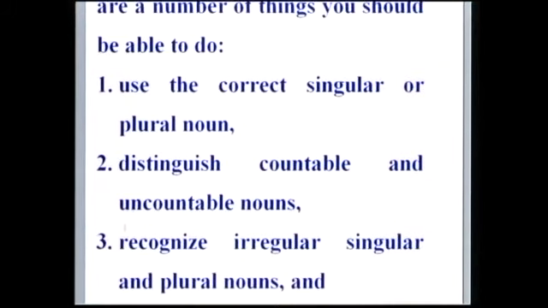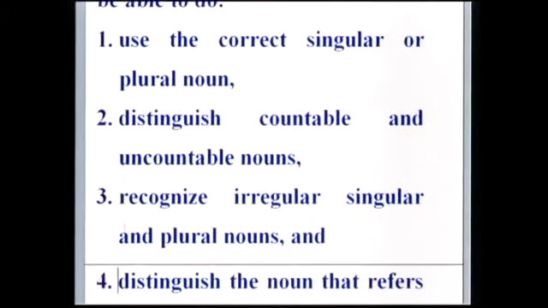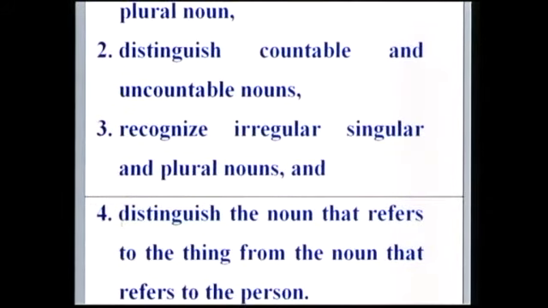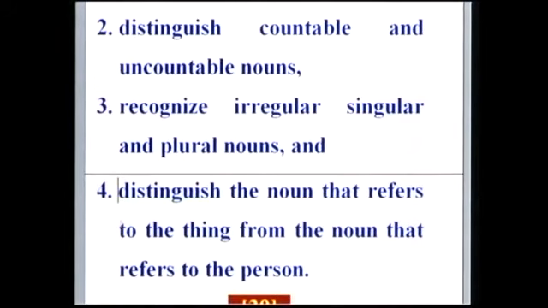طيب. Number 3, recognize irregular, singular and plural nouns. English is full of irregularities. في حاجات irregular كتير في الإنجليزي. زي الأفعال الشاذة، في كمان أسماء شاذة. And number 4, distinguish the noun that refers to the thing from the noun that refers to the person.